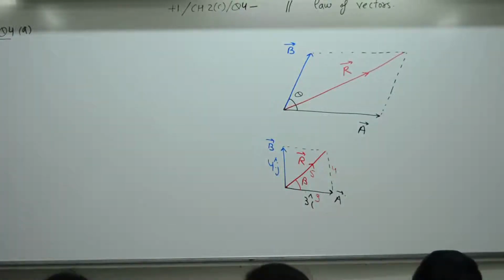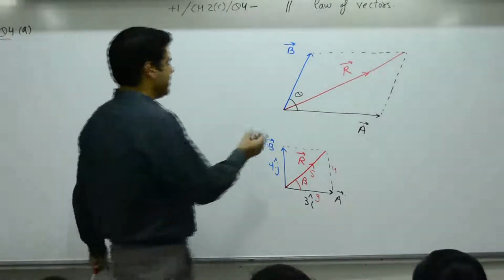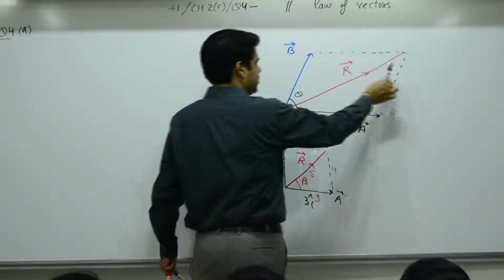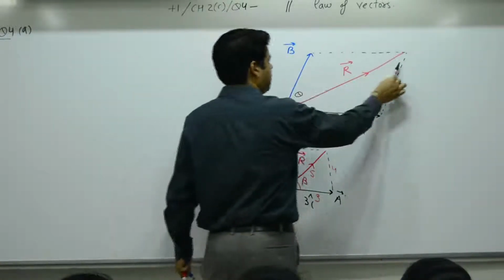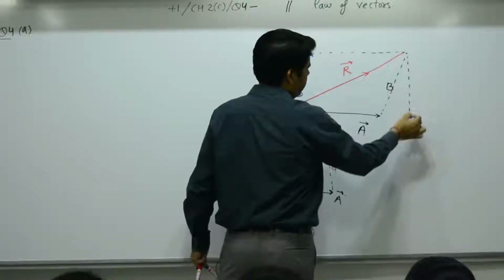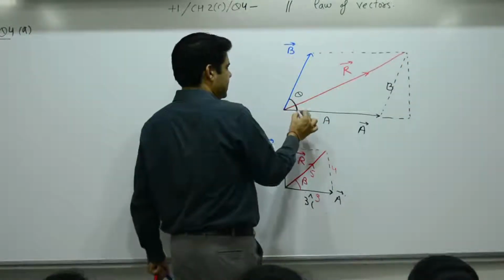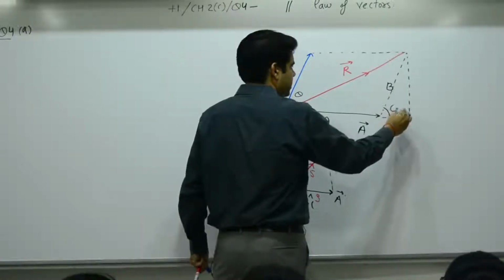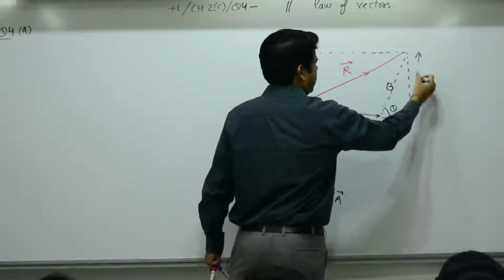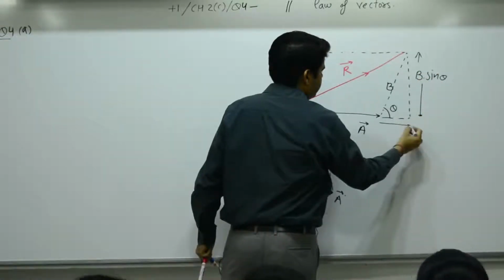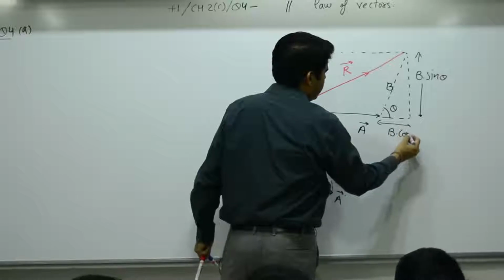Then the second part, proof that you have to find out the magnitude of R. This vector was in the previous case what? A. This vector and this vector, these two lines are parallel. So this is equal to what? B. Again, if this angle is theta, this line and this line are parallel. What about this angle? Theta. This perpendicular is B sine theta. This horizontal distance is B cos theta.